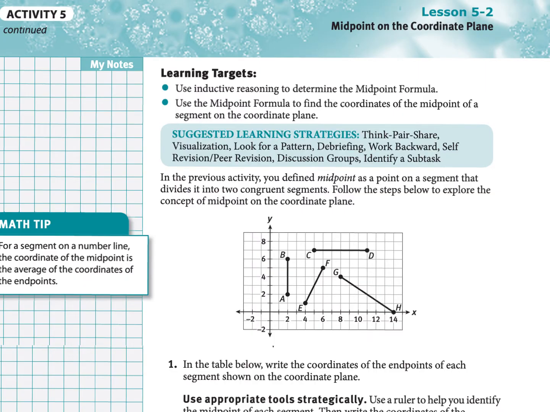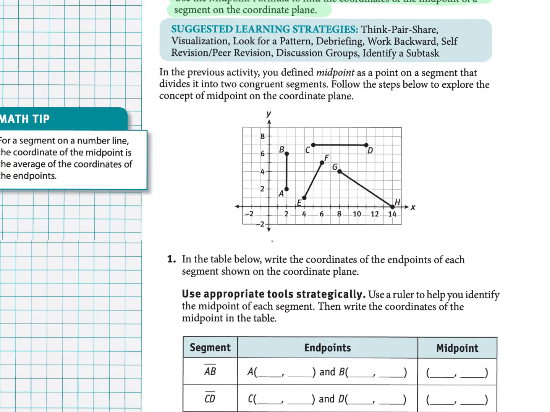Our learning targets for today are that we are going to be using inductive reasoning to determine the midpoint formula, and we're going to use the midpoint formula to find coordinates of a midpoint of a segment on a coordinate plane. We've previously looked at this idea of midpoint last week and this week as well. So we know midpoint is a point on a segment that divides it into two congruent segments. That's two exactly equal segments, and we even went over the congruent symbol last week as well.